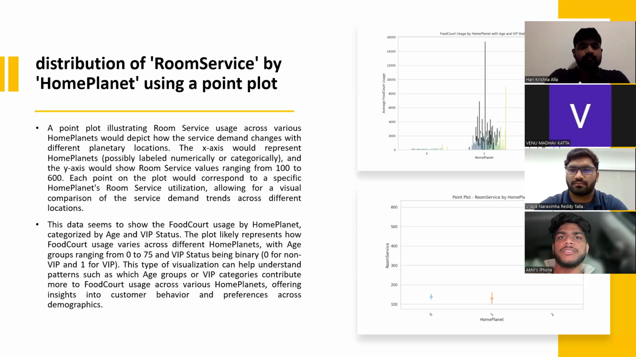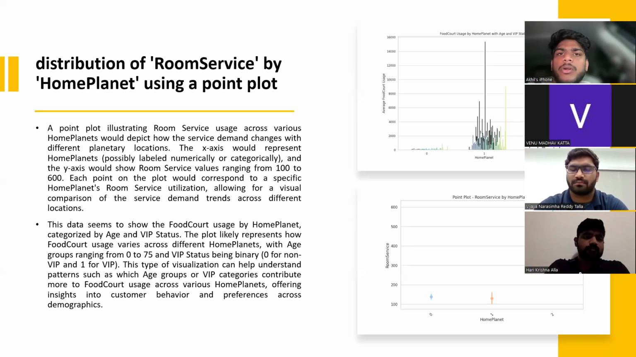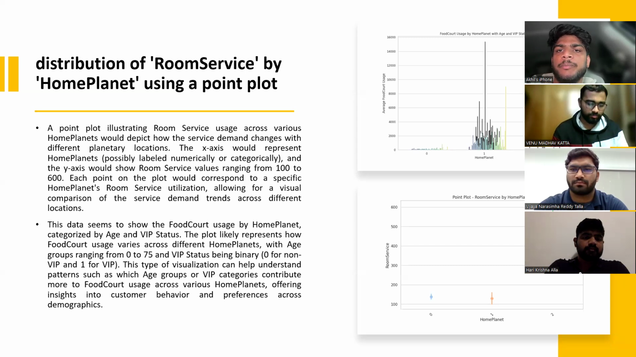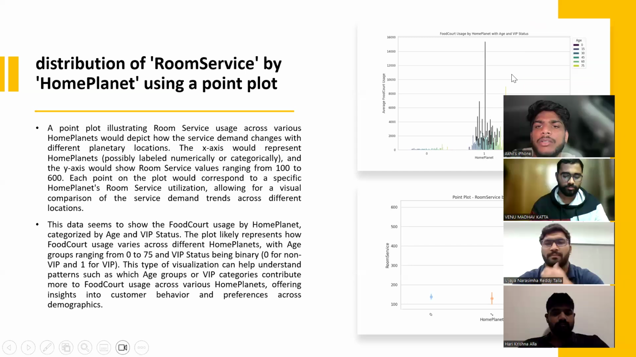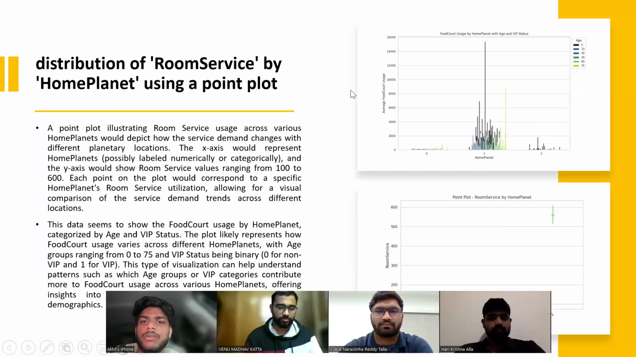Distribution of the room services by the home planet using the point plot. The point plot uses room service users across the various home planets to detect how the service demand changes with different locations. The data seems to show the food court usage by home planet categorized by age and VIP status, with the age groups ranging from 0 to 75 and the VIP status being binary, to understand customer behavior and performance across the demographics.